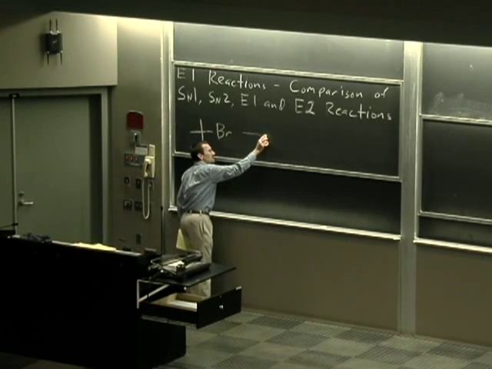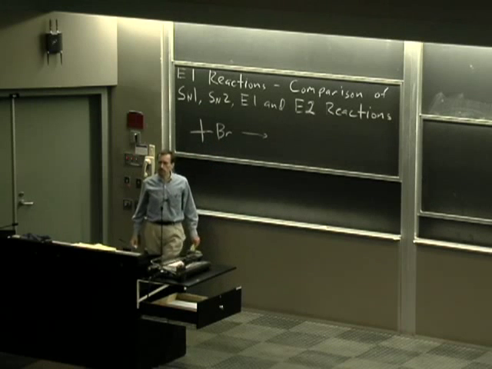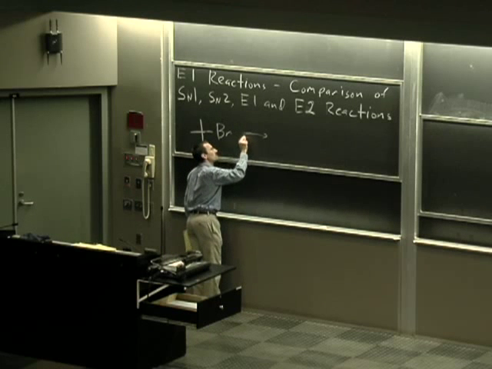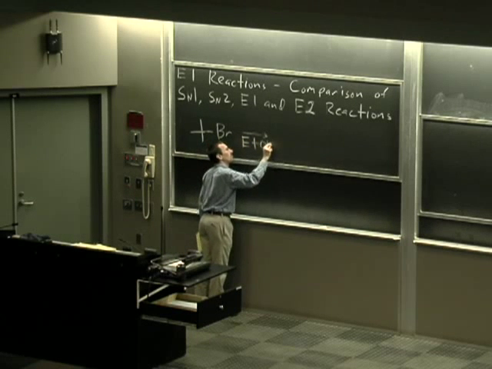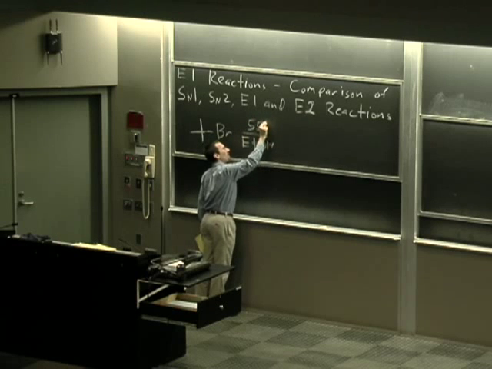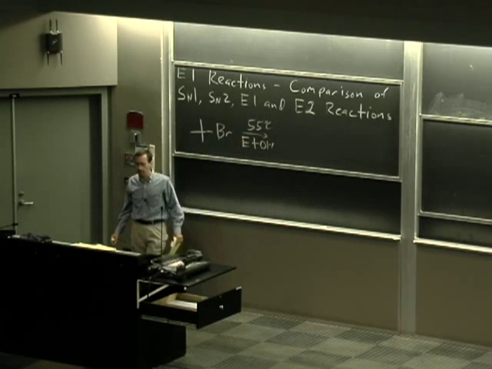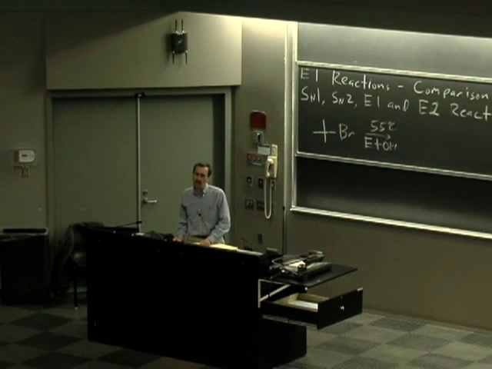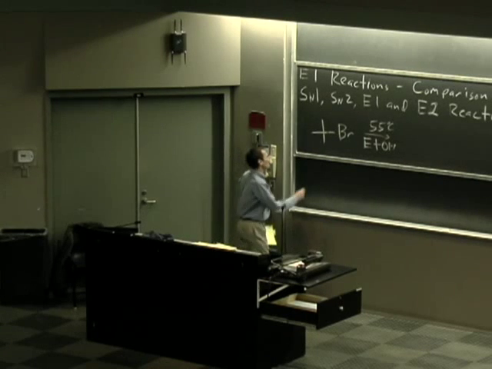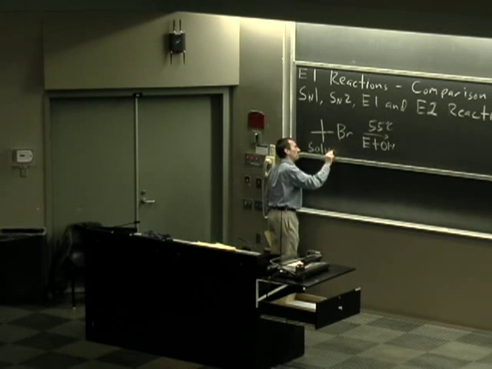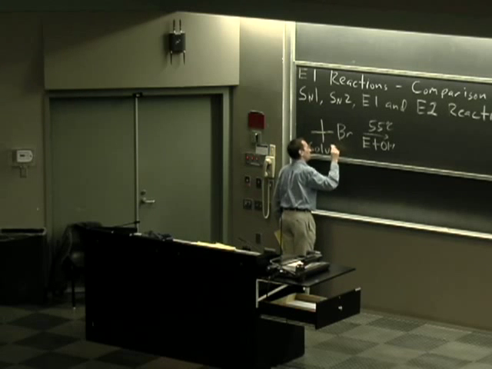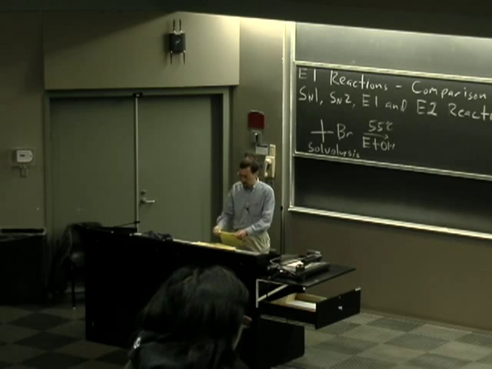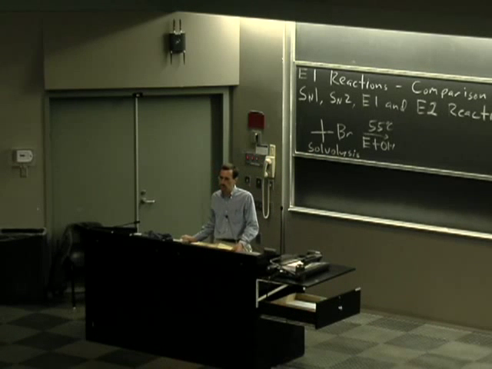If we heat tert-butyl bromide in ethanol, at, let's say, 55 degrees Celsius, so at a temperature above room temperature, then we get what's called solvolysis. Solvolysis means cleavage by solvent. And we see two products form under these conditions.